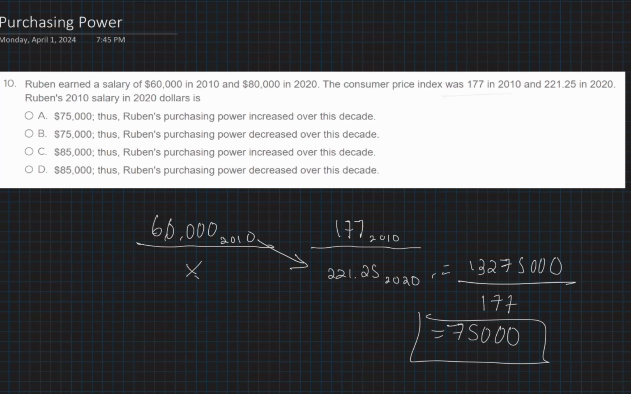Now let's see if this makes sense. Ruben earned a salary of $60,000 in 2010 and then $80,000 in 2020. His CPI, so how the prices were, was 177, and now it's increased to 221. So how is his 2010 salary compared to his 2020? This is saying that his purchasing power has, let's see here, he's actually earned more money, because he's gotten a raise. $80,000 is better. So this is a good way to calculate.